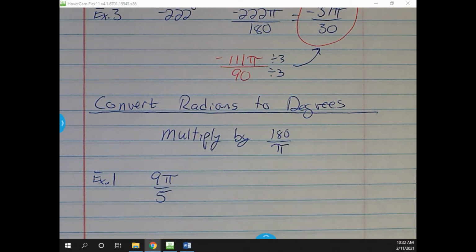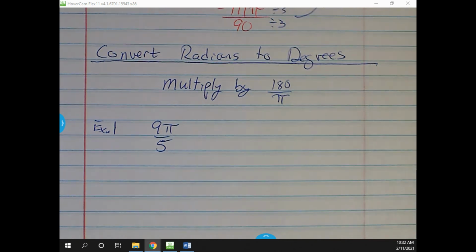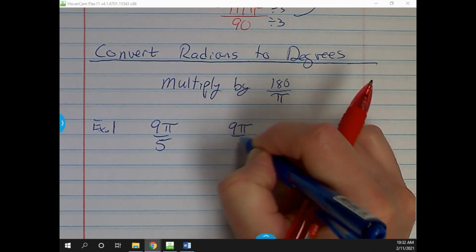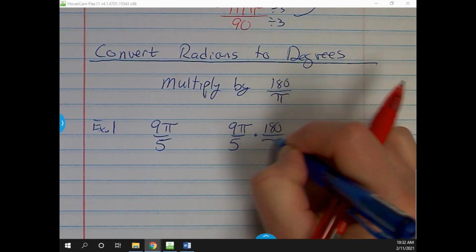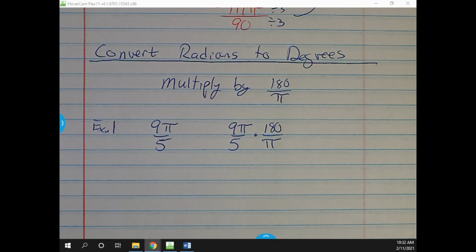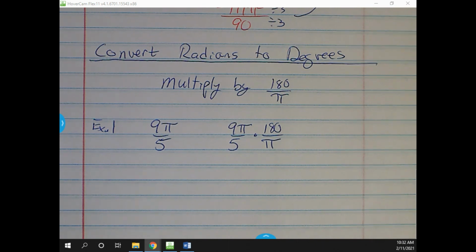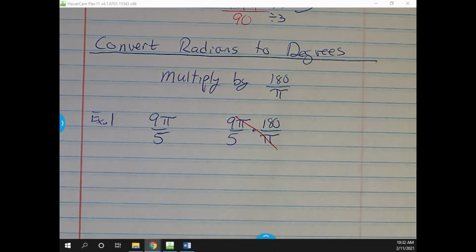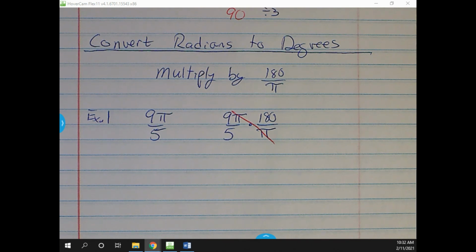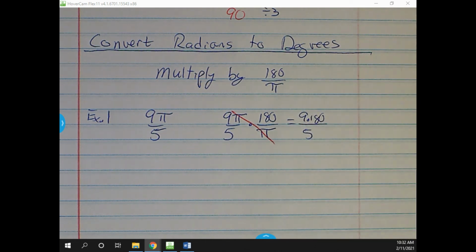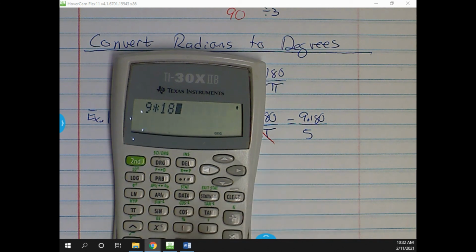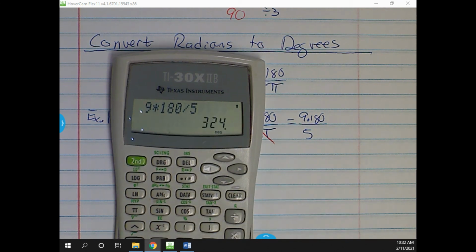All right, so we start off with 9 pi over 5, and we're going to multiply by 180 over pi. Here's where my chemistry people get to kick in, because again, if you're doing any kind of conversions, you're trying to cancel things out. You cancel out the pi. So now you're just left with 9 times 180 over 5. And from there, just use your calculator: 9 times 180 divided by 5. There you go, it's 324.